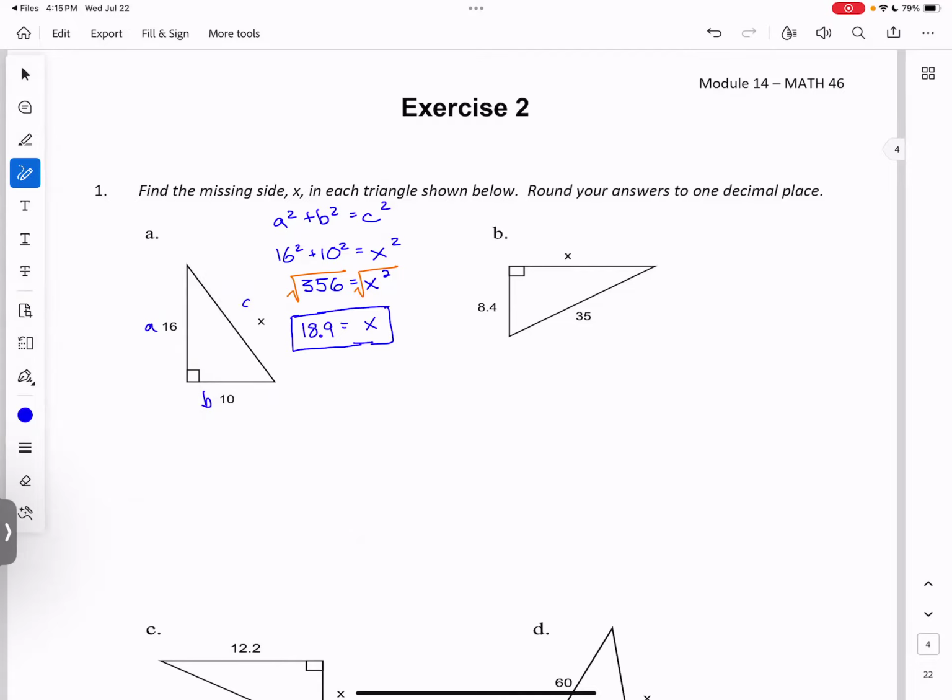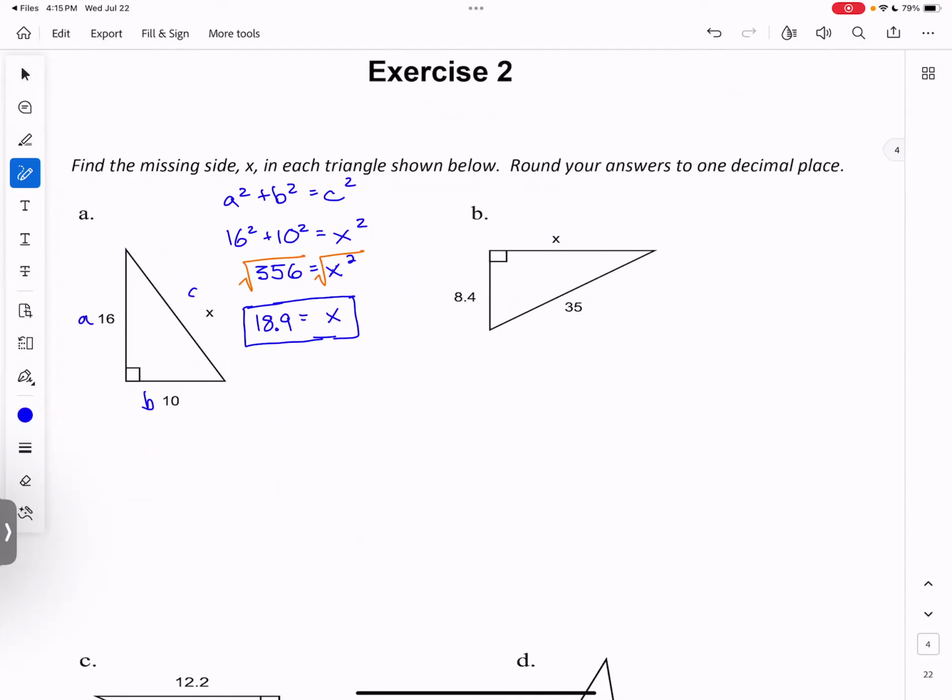Okay, moving on to the next one. Let's again label this a, b, c. Remember, c has to be the hypotenuse. So we know a squared plus b squared equals c squared. So 8.4 squared plus x squared equals 35 squared.